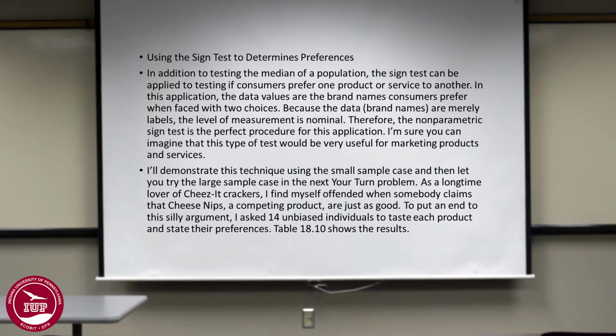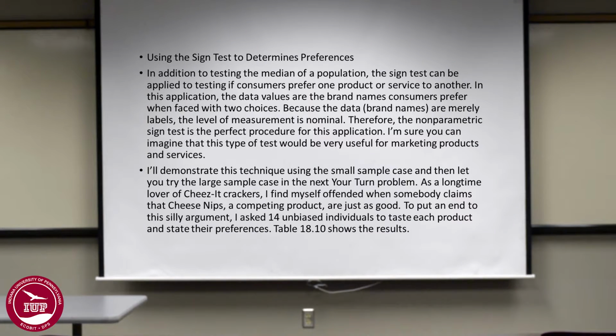Using the sign test to determine preferences. In addition to testing the median of a population, the sign test can be applied to testing if consumers prefer one product or service to another. In this application, the data values are the brand names consumers prefer when faced with two choices. Because the data, or brand names, are merely labels, the level of measurement is nominal. Therefore, the nonparametric sign test is the perfect procedure for this application. I'm sure you can imagine that this type of test would be very useful for marketing products and services.